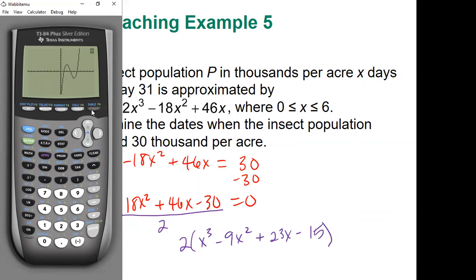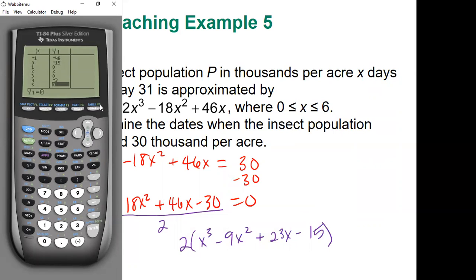If I go to the table by hitting second graph, I can look and see where my zeros are. Sometimes that's faster and helpful. Can I see where my zeros are? I see 1, 0. I see 3, 0. And I see 5, 0. How about you? You see 1, 3, and 5 as your zeros? Okay, so that's option 1.